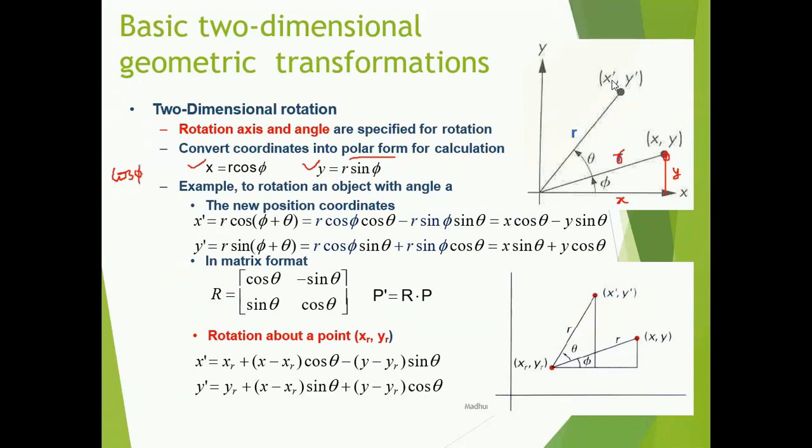Cos phi is equal to the adjacent side, here x, divided by the hypotenuse. Okay, so cos phi is equal to x by r. The same formula, if you are just rearranging, then you can get it as x is equal to r cos phi.